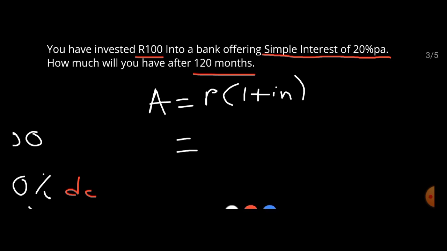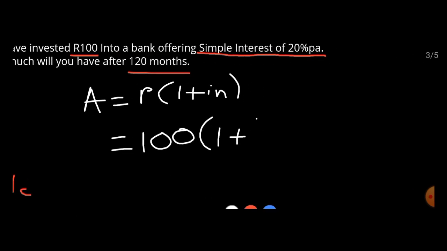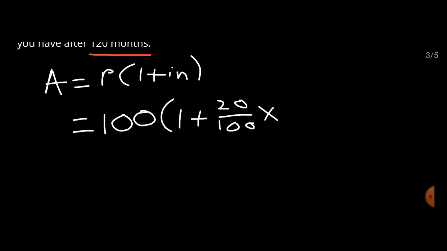Now let's substitute P as 100, that's the first amount, into 1 plus the interest, which is 20%. We don't use the percentage, we use the decimal, so we convert 20% to 20 divided by 100, multiplied by the number of years, but they gave it in 120 months. And we know to move from months to years, we divide by 12 because there are 12 months in a year. So out of 120 months, we divide 120 by 12.